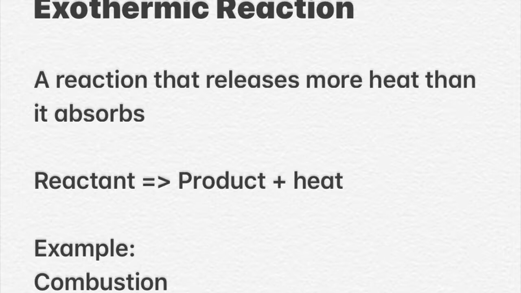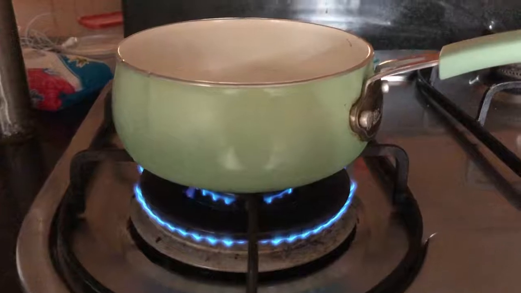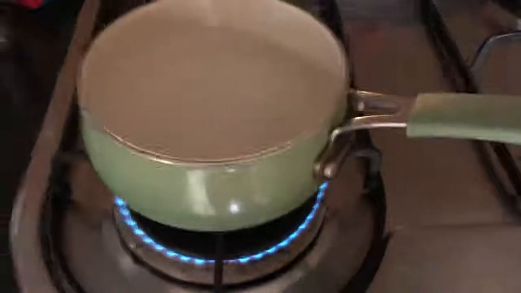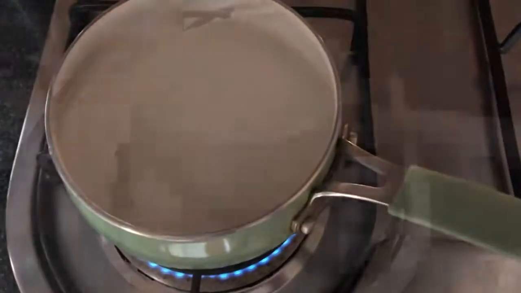Next up, we have an exothermic reaction, which is a reaction that releases more heat than it absorbs. Simply put, it can be described as a reactant that gives off a product and heat. An example could be combustion. Now you can see a pan full of water that is in the process of boiling.